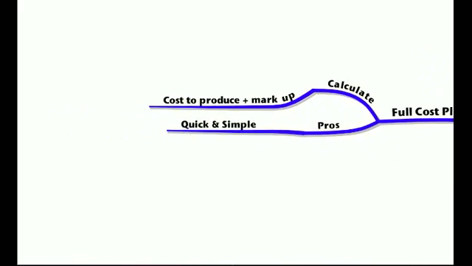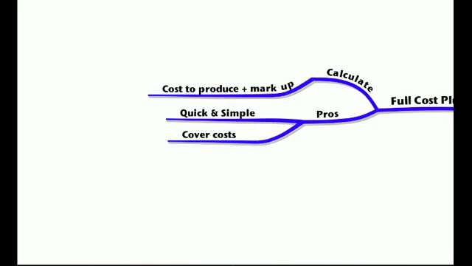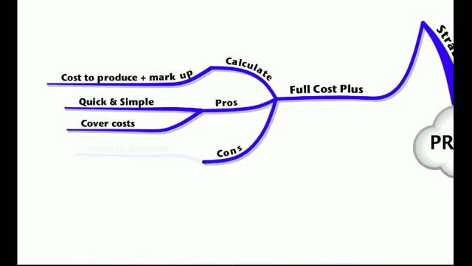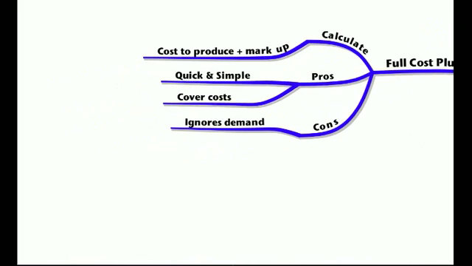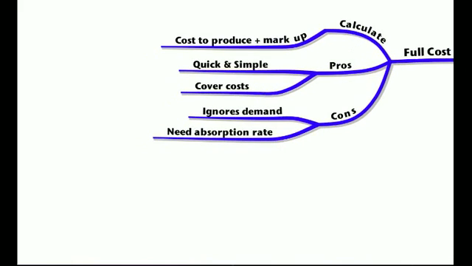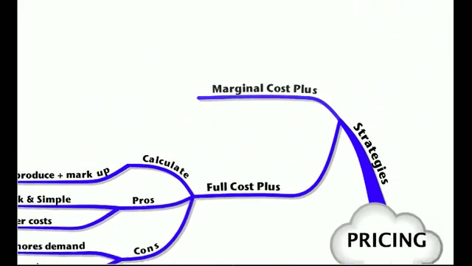The pros on this are that it's quick and simple. You're definitely going to cover your costs because you add all of the costs in there, including your fixed costs. But on the downside, it ignores demand. It ignores what price people are willing to pay. You're just looking at your own costs. There's nothing to say that if you add a margin to that people will buy it at that price. Okay, so it ignores demand, and you need an absorption rate as well to allocate your fixed costs. Okay, so you need to allocate your fixed costs in some way.